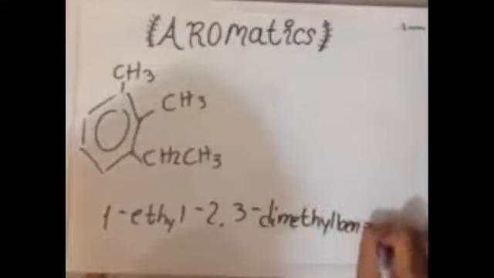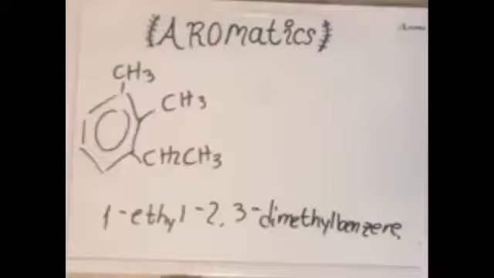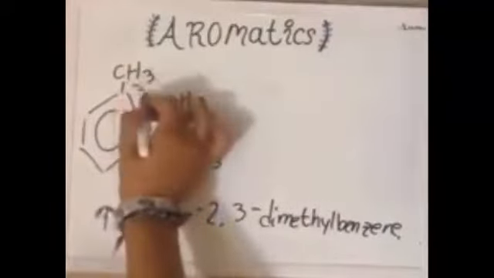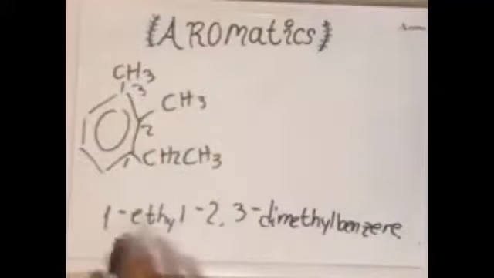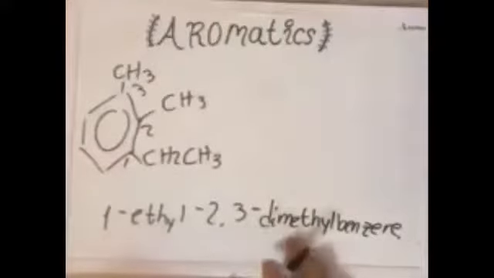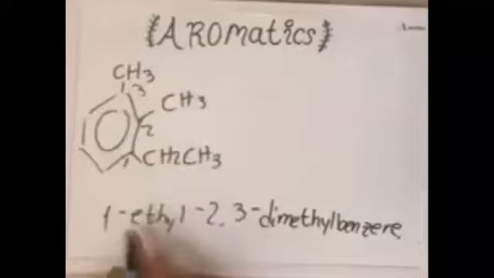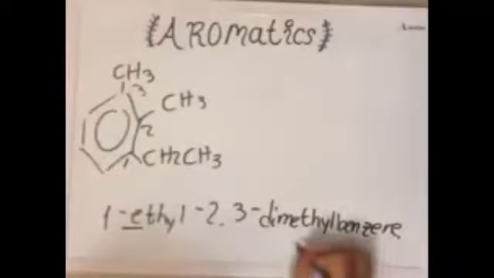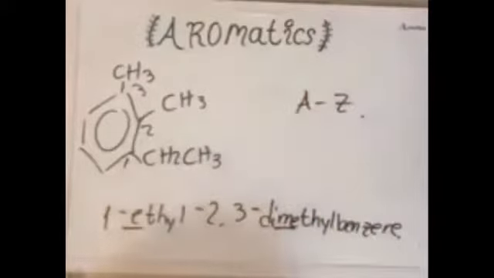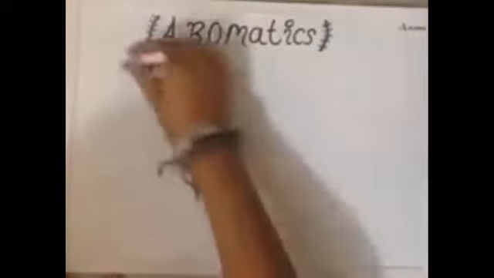Well, in this case, we arrange the substituents in a counterclockwise direction. First one the ethyl, second one the methyl, and the third one the other methyl. So, the first one is the ethyl, then we separate 2 and 3, dimethyl, di because there are two methyls, and benzene to represent the aromatic. We write first ethyl and then methyl because remember that substituents in the name are arranged in alphabetical order. This was all about aromatics.